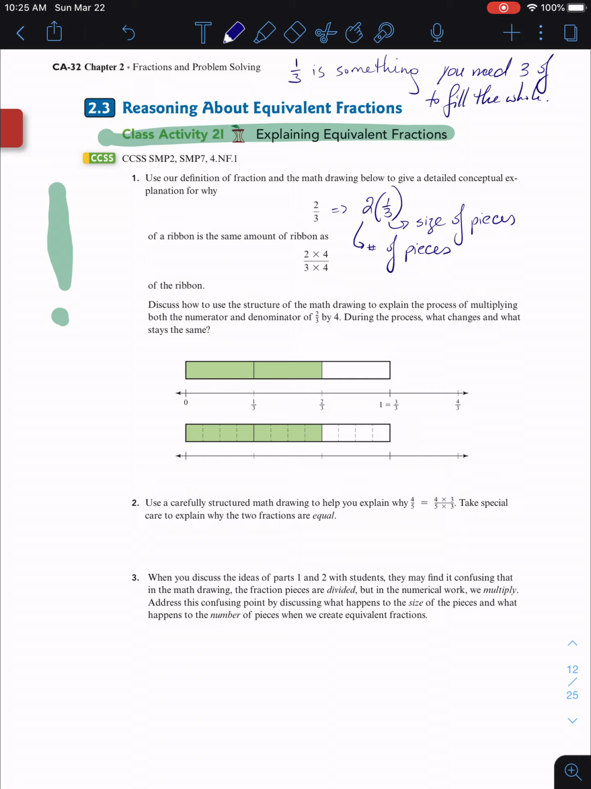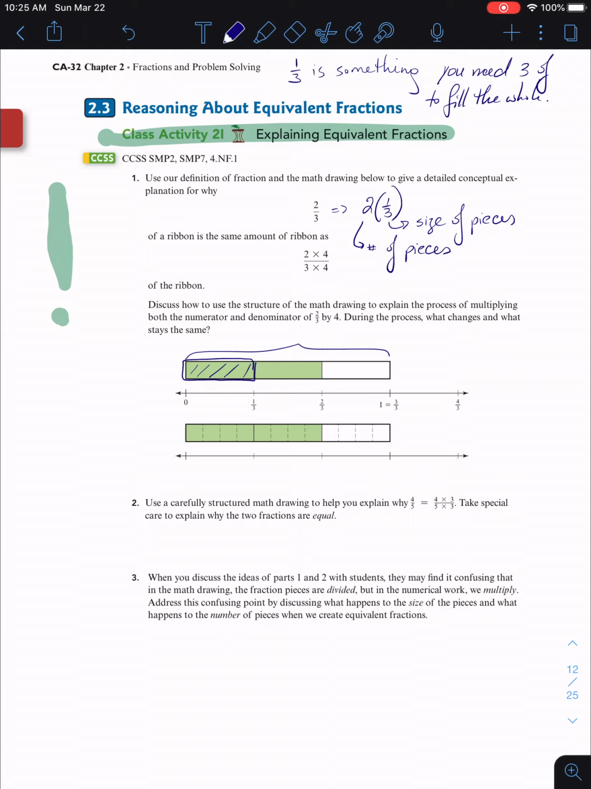So if we look at the strip diagram, this is our whole. We have thirds. So if we wanted to fill the whole, we would need 3 of them. All right, and check that that makes sense. And what you have shaded green is 2 of them. So there's 2 pieces, and you need 3 of them to fill the whole.